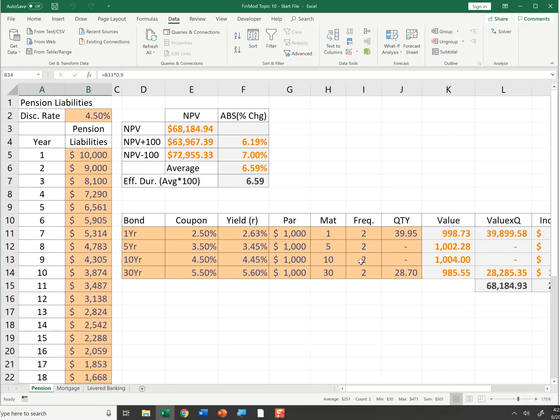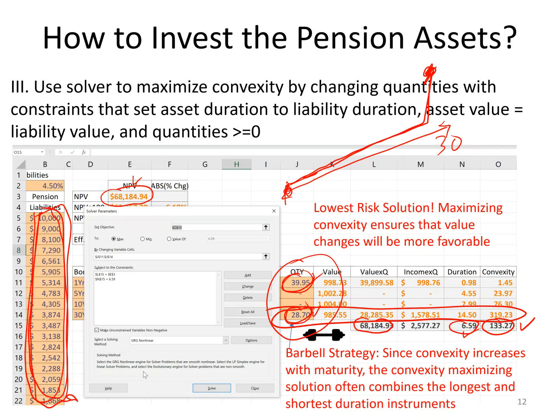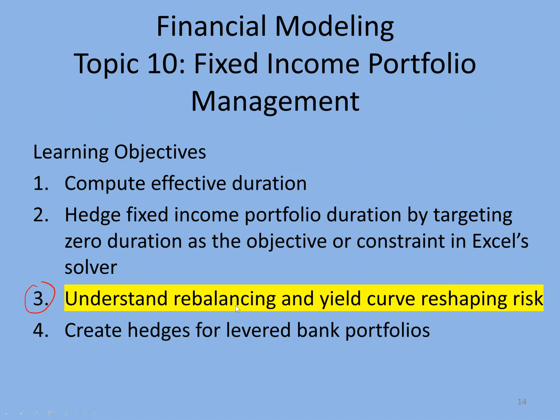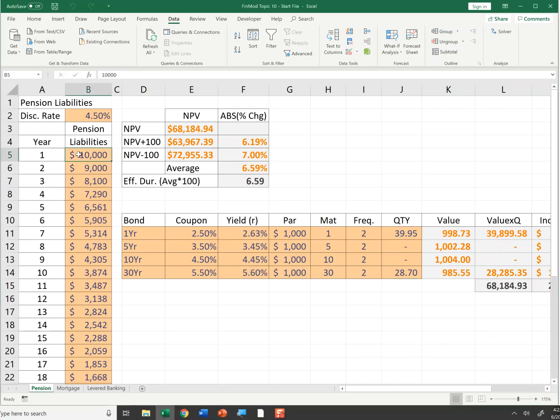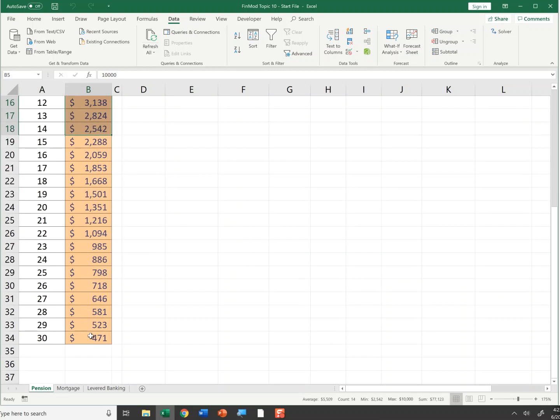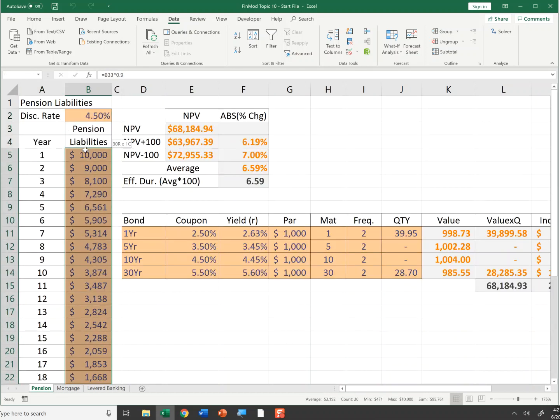So that is the risk of the strategy, in particular a barbell strategy: you're exposed to yield curve reshaping. One way to get around this yield curve reshaping risk is to do a cash flow match instead of just a duration match. A cash flow match is simply, don't just trade in the 1, 5, 10, and 30-year note. What if I just buy exact amounts of the 1 through 30-year bonds and match the exact cash flow? Now that is the risk minimizing solution.